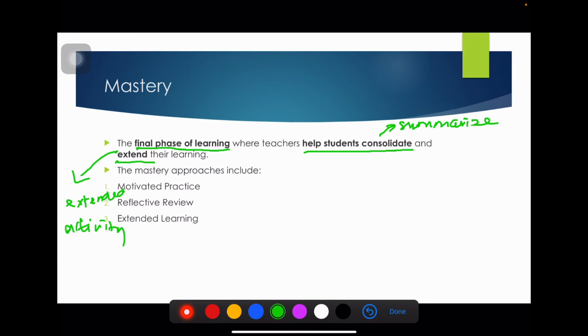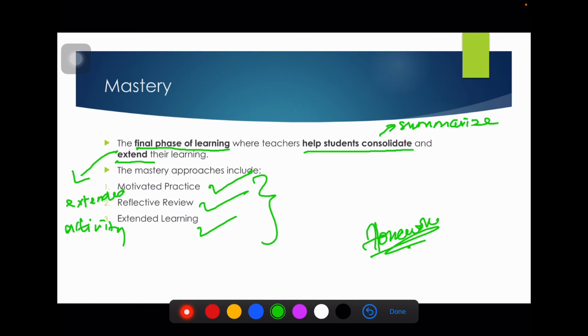Some of the students dislike the word homework because it has a negative connotation. So instead of homework, we change it to extended activity. It's like the activity that you did in class right now, and then we are extending it, so you bring it home and carry it out at home. So the mastery approach will include motivated practice, reflective review, and extended learning. These are the 3 items found under mastery.